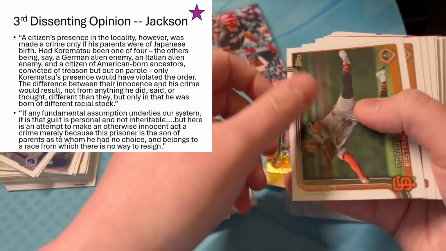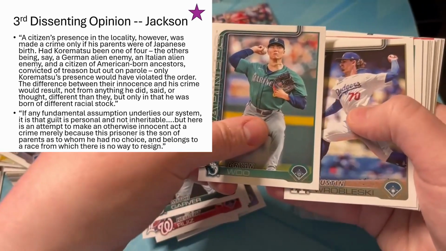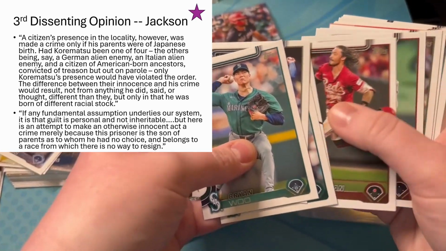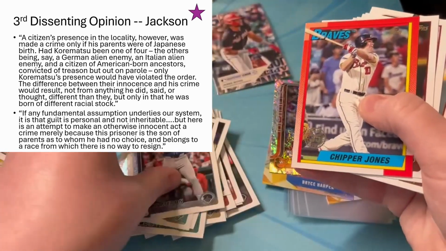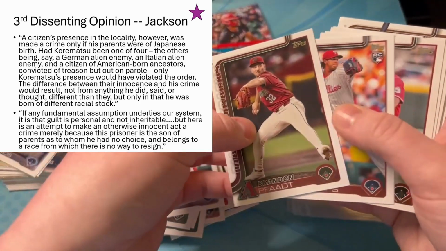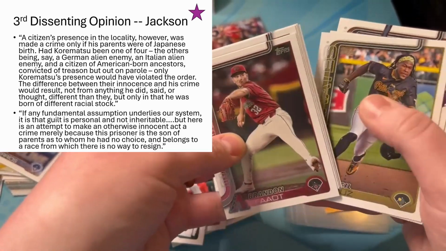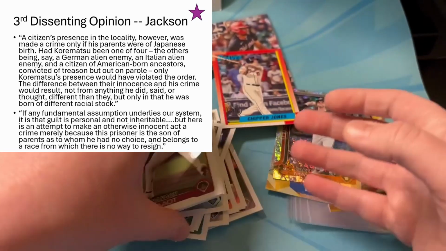Okay, star, underline, italics, okay? But here is an attempt to make an otherwise innocent act a crime merely because this prisoner is the son of parents as to whom he had no choice and belongs to a race from which there is no way to resign.